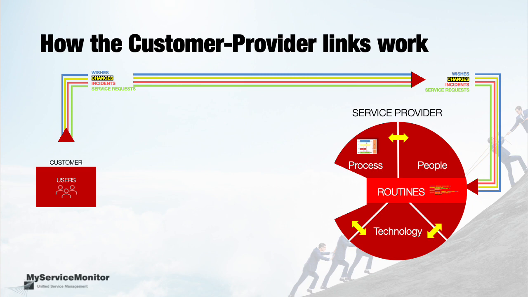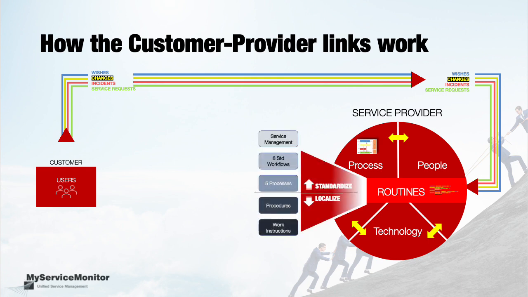All service providers then use three types of assets to deliver on these requests: people, processes, and tools or technology. The providers use these assets as a system, and the interaction between the components of the service provider systems are its routines. And these routines are derived from the non-redundant USM process model and include procedures and work instructions, which are localized by the provider in order to tailor these routines for their customers. But the logic at a process and workflow level does not change.